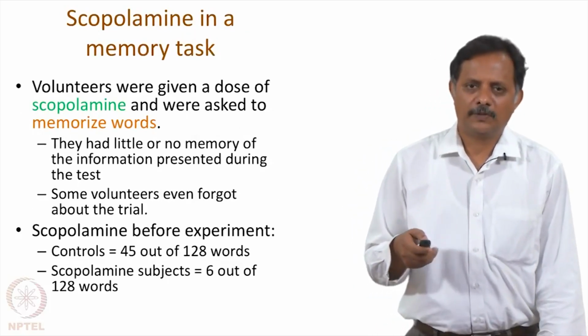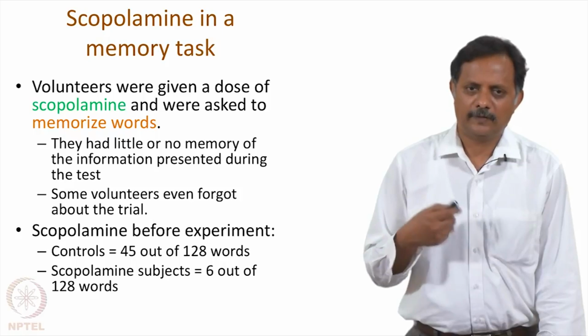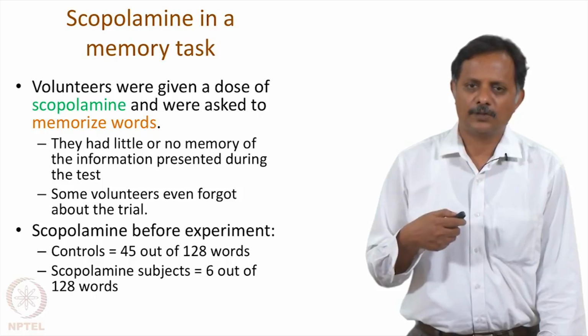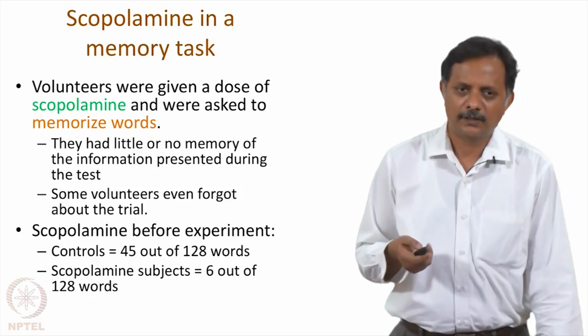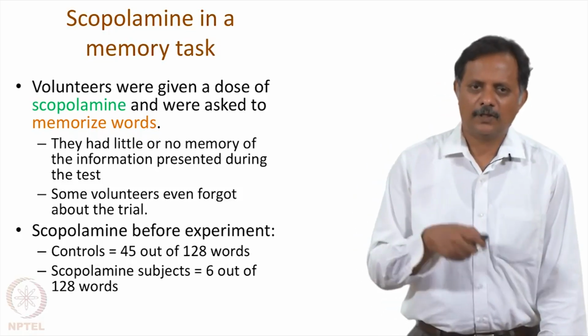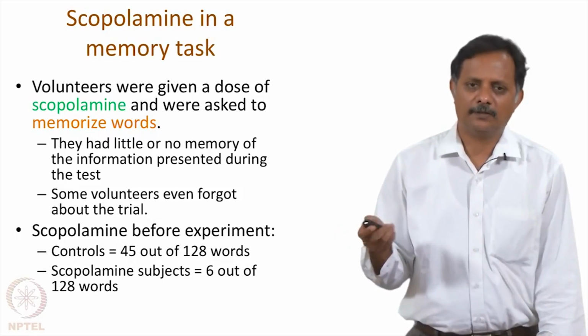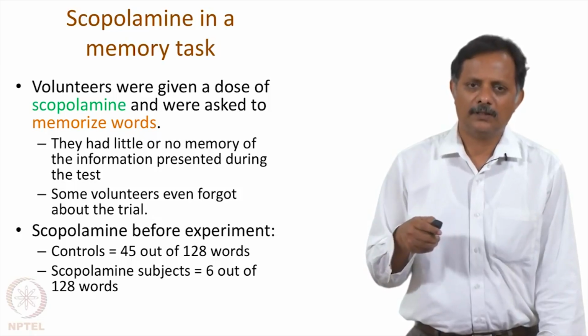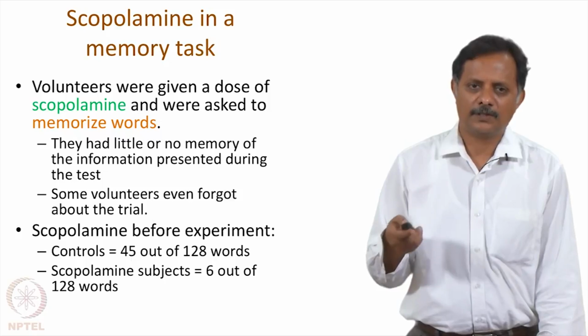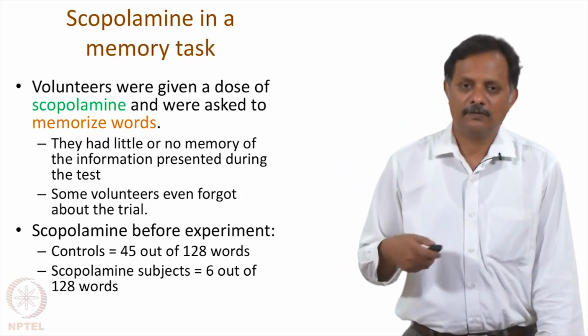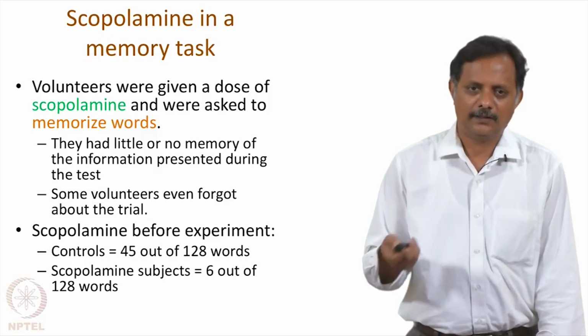Scopolamine was administered in a memory task, and they found very interesting results. In this task, a bunch of volunteers were given a dose of scopolamine and were asked to memorize words, and some volunteers were given just a placebo. The group that was given scopolamine had little or no memory of the information presented during the test, and some volunteers even forgot about the trial. The memory loss induced was so profound that they even forgot that they had a test at that time.